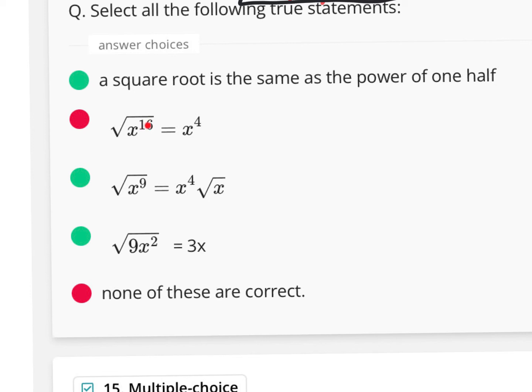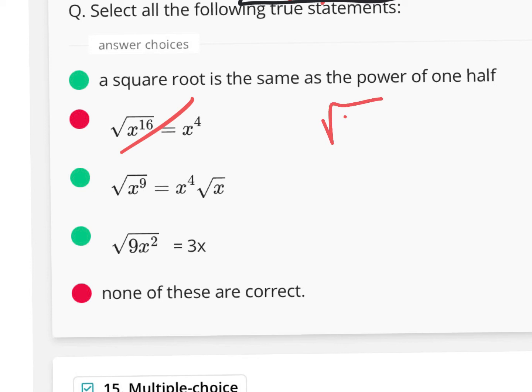Select that one. This guy, the square root of x to the 16th, is not x to the 4th. Do not pick this guy, right? You're not doing the square root of 16. 16 is not a number, 16 is an exponent, right? It's a number that's an exponent. So do not pick that one. That's incorrect.